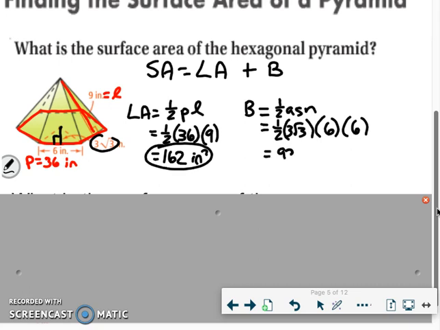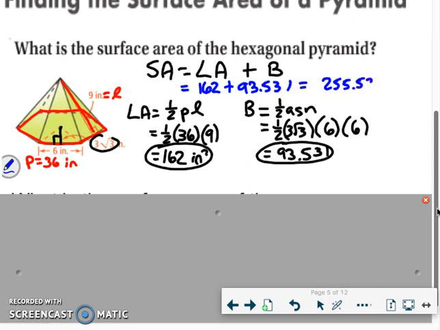Again, you could use just the perimeter for that part. It's about 93.531. So I'm going to circle that one. We have our two numbers that we need. To get our final answer then, our lateral area is 162. Our capital B, our big B, is 93.531. So if I add those up together, I get about 255.531 square inches. It doesn't say how we're supposed to round this time, so that nearest thousandth will have to be okay.